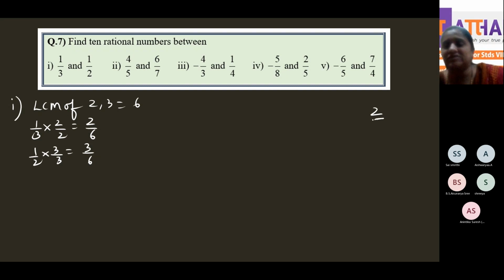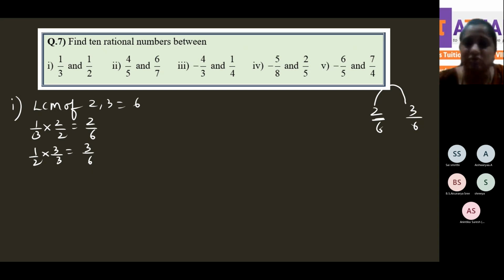But between 2/6 and 3/6, in the numerator there is no space. 2, 3. 3 follows 2. Actually you can insert, I'll tell you that also later. But now 2/6, 3/6, there is no gap between the numerators. So the next thing is you have brought the two rational numbers to the same denominator, but the numerators don't have space. So you need to extend that space, increase the space between the numerators.